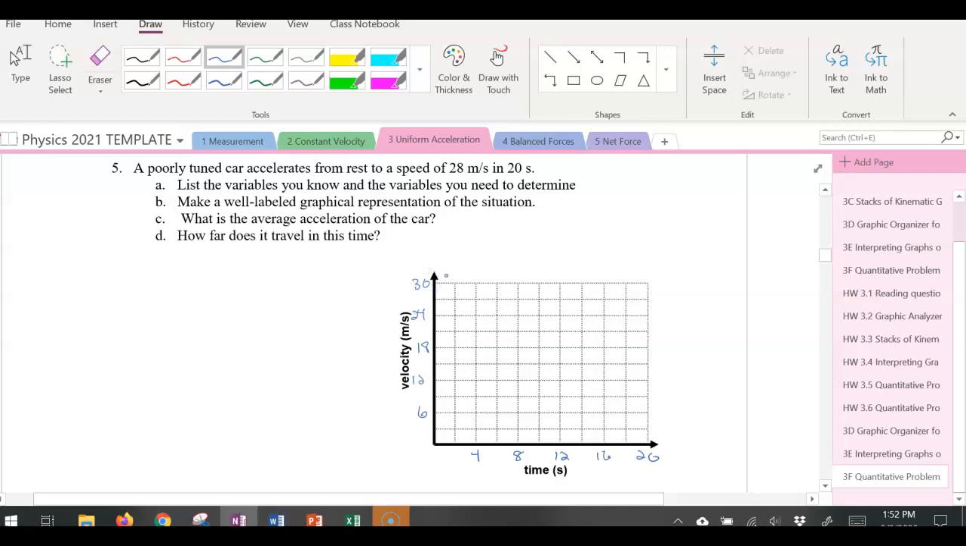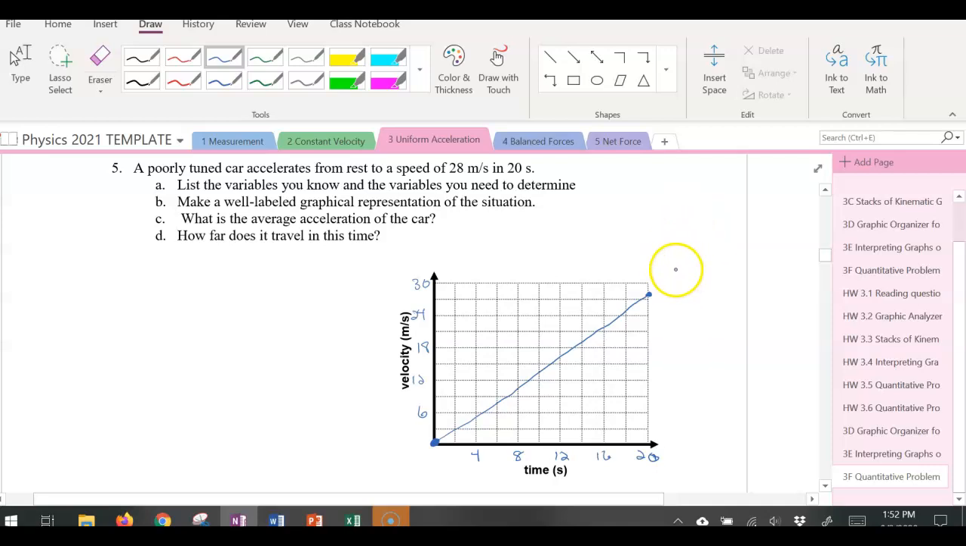Okay. So I know that at time 0, the car is at rest. So the velocity is 0. And at time 20, the speed is 28. So that's here. And so anyway, it's accelerating. I'll assume it's a constant rate of acceleration. And so for every additional second, the velocity is increasing by the same amount. Okay, so the first question here is, what is the average acceleration?